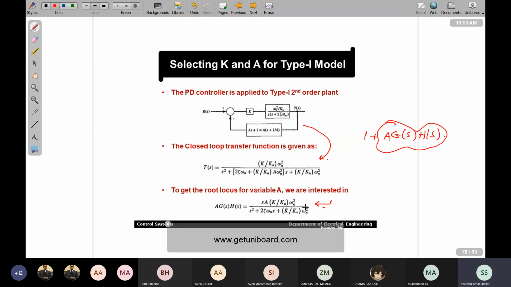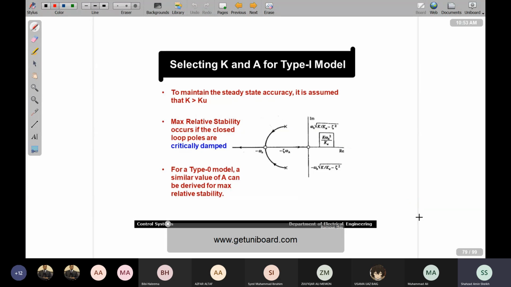ठीक. So as we have already discussed that in order to improve the chances of increased error coefficient of this compensated system, we need K greater than KU, or K over KU जो है, that should be greater than 1, so that the steady state accuracy in comparison to the uncompensated system is not degraded. So in this particular case, the maximum relative stability is achieved when closed loop poles are critically damped.